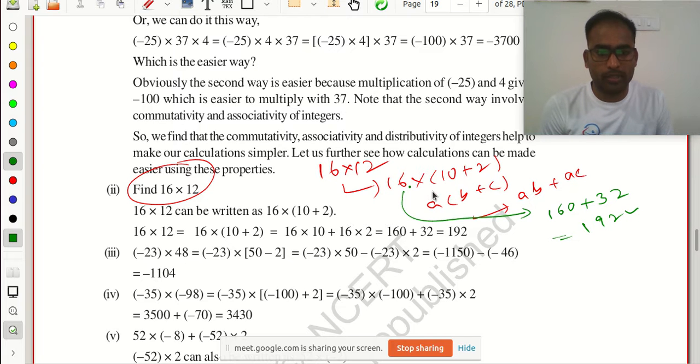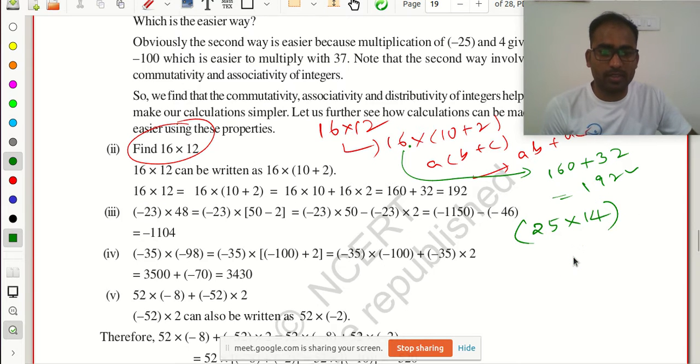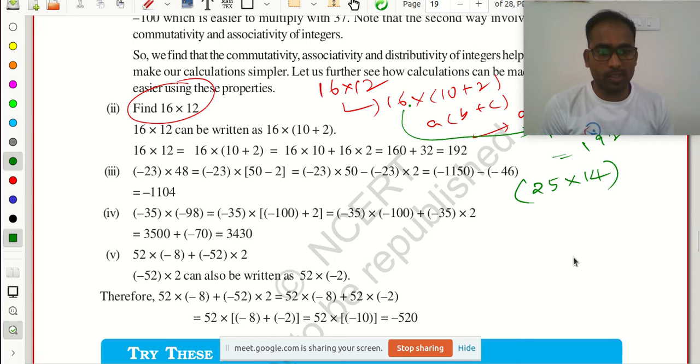Now I will give one more example. 25 multiplied with 14. What is the value of 25 multiplied with 14? This type of calculation improves your mental ability skills, and it will help you in competitive exams, solving the arithmetic problems in very less time. You need to solve now.